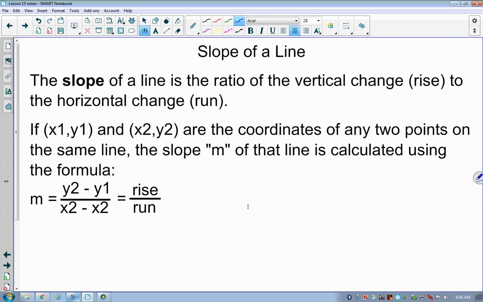Okay, slope of a line. Let's see, I need to fix this. I'm going to go ahead and do this now. Somebody earlier today caught this.